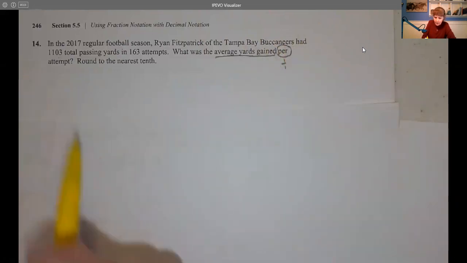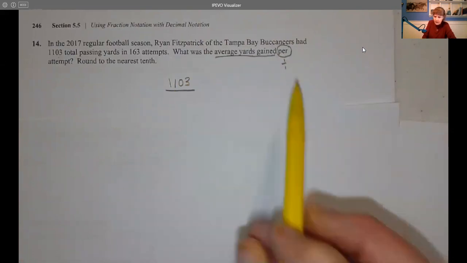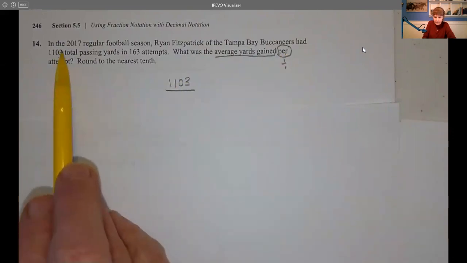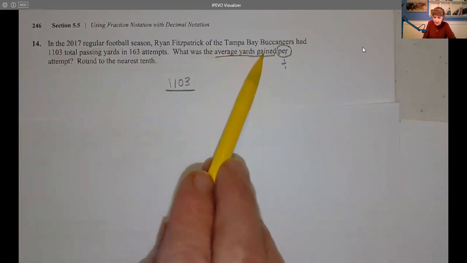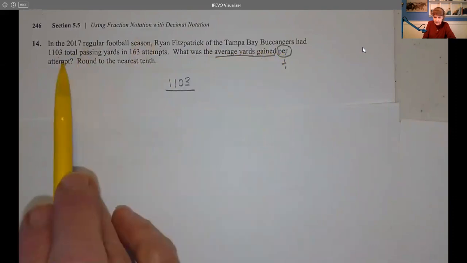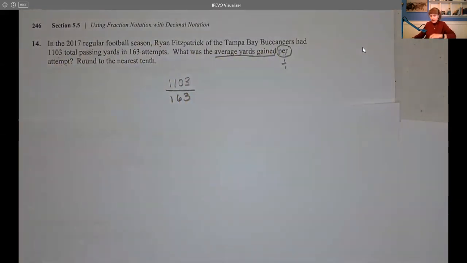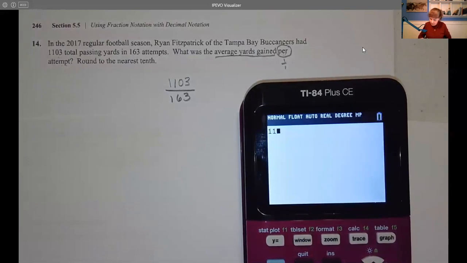So we're going to take 1,103, which is the total yards, divided by the attempts. So we want to find the average yards gained. So you take the average yards gained divided by the attempts, which is 163. So you take out your calculator and you'll take 1,103 divided by 163. All right, so you think, all right, this decimal.